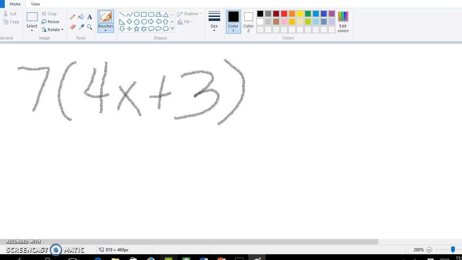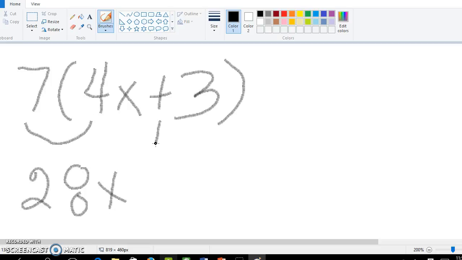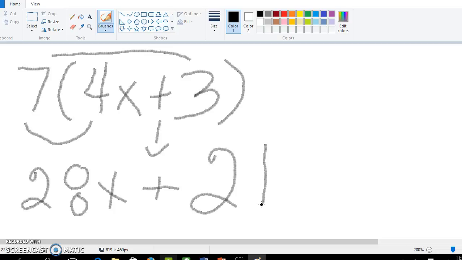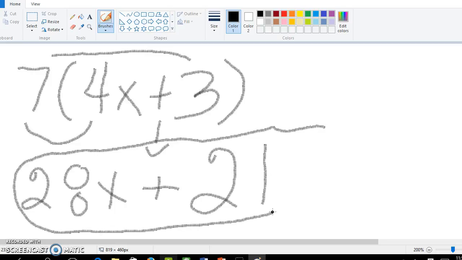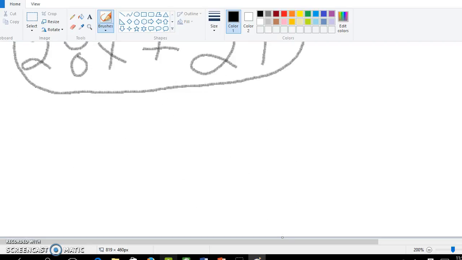All right, we know we have to take the 7 times the 4, which we have 28x. We know we have to bring our symbol down, so we've got plus. Then we know we've got to do our 7 times 3, so that's 21. So this is our answer right here. So 28x plus 21. All right, so that's our review.